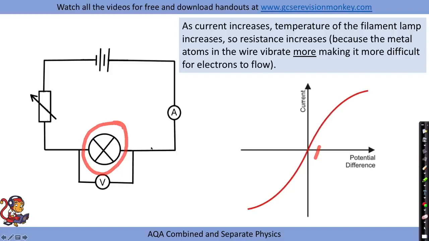The trouble is the lamp gets very, very hot, and then the atoms in the wire vibrate more. They are already vibrating because they're a solid, but they vibrate more, making it more difficult for the electrons to flow. So we get this curving off here as the resistance gets really high, so current can't increase at the same rate that it was before.